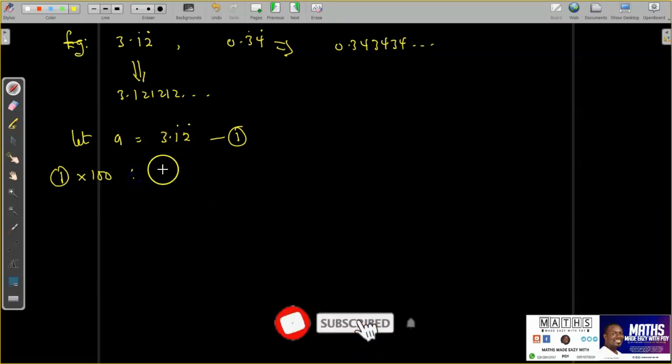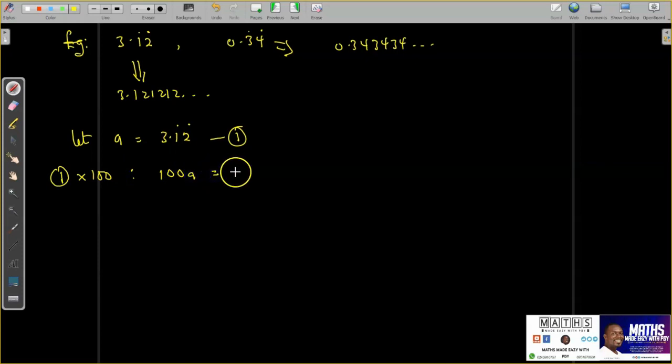So this is going to lead us to 100a is equal to, what else are we getting here? 312.12. Is it just 0.12? Recurring. Both recurring, recurring on top of the 1 and then the 2. That has given us equation number 2.